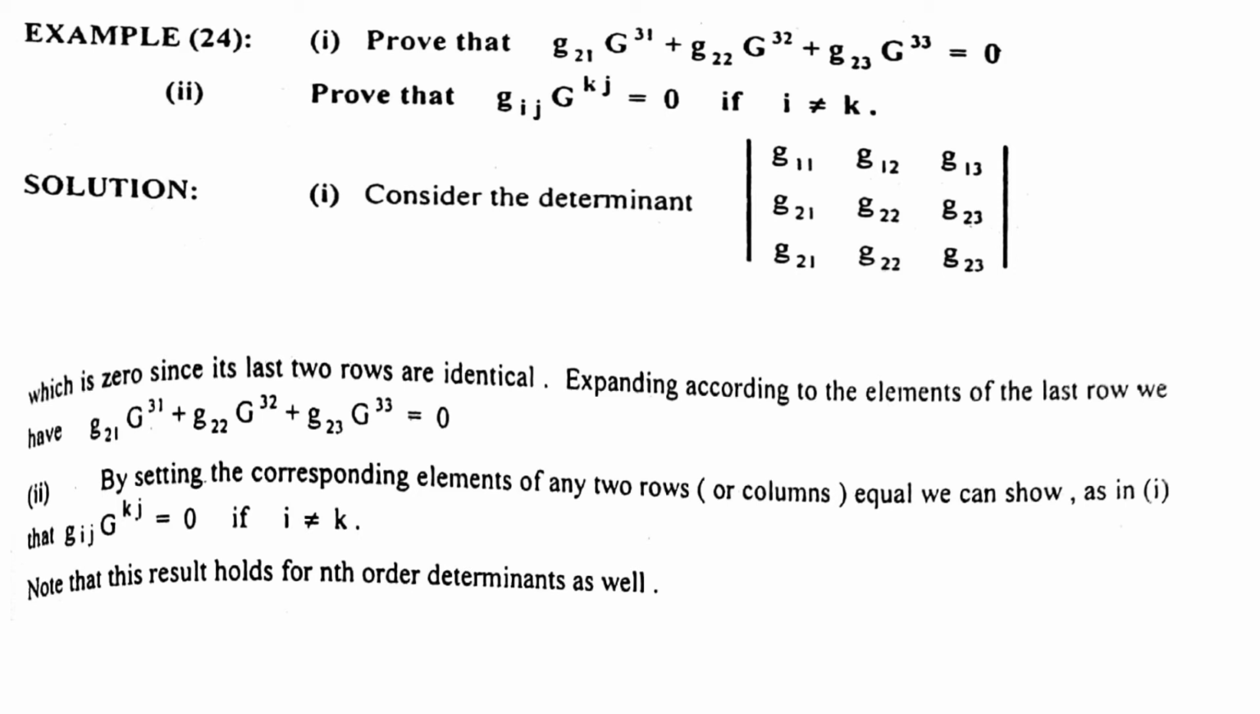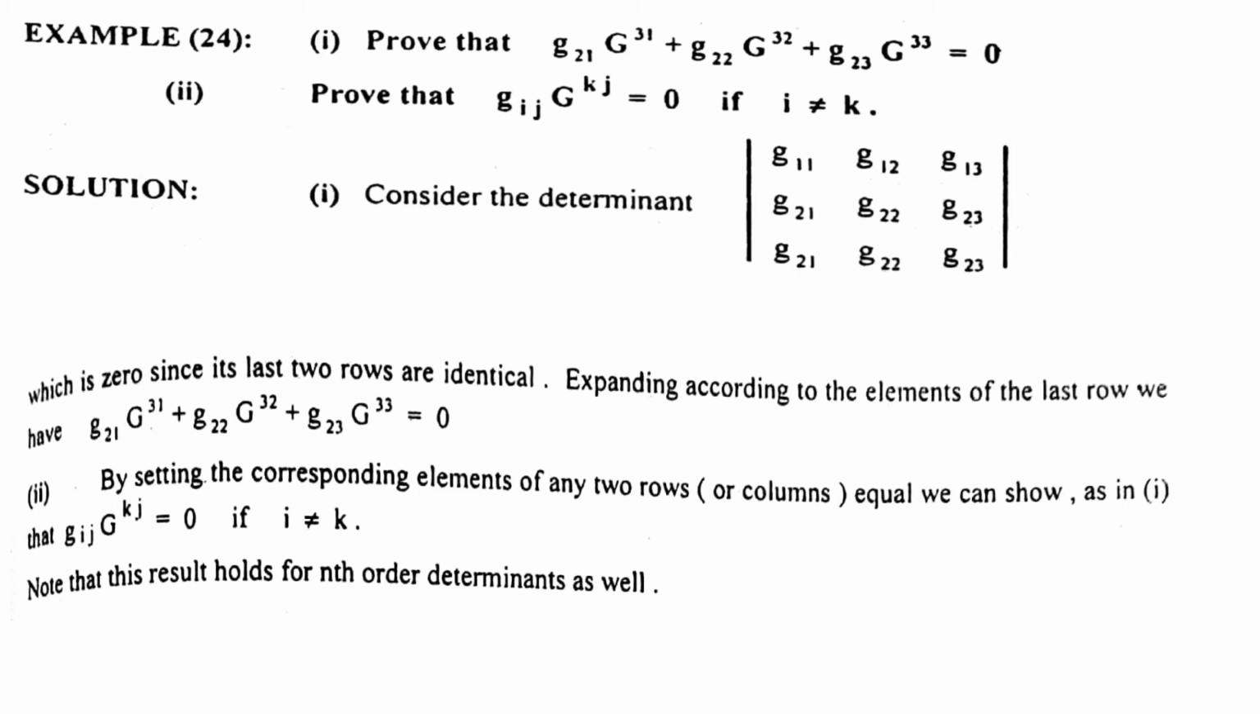And the second part of this question: prove that gij Gkj is equal to 0 if i is not equal to k. That means the same term, if the variation of j is the same and the variation of i and k is different, in general it gives answer 0.